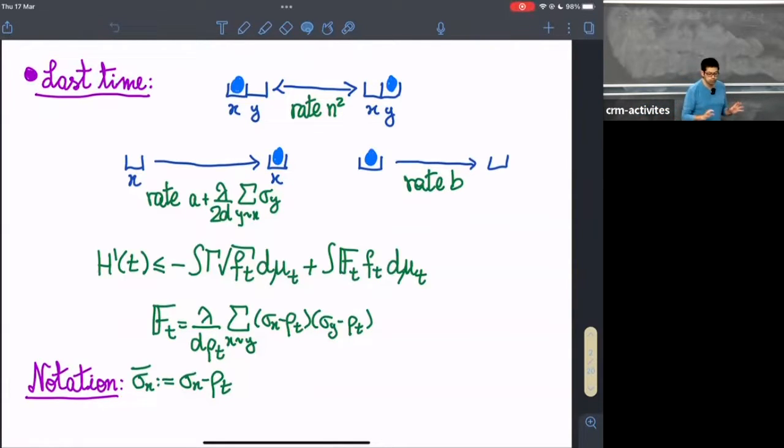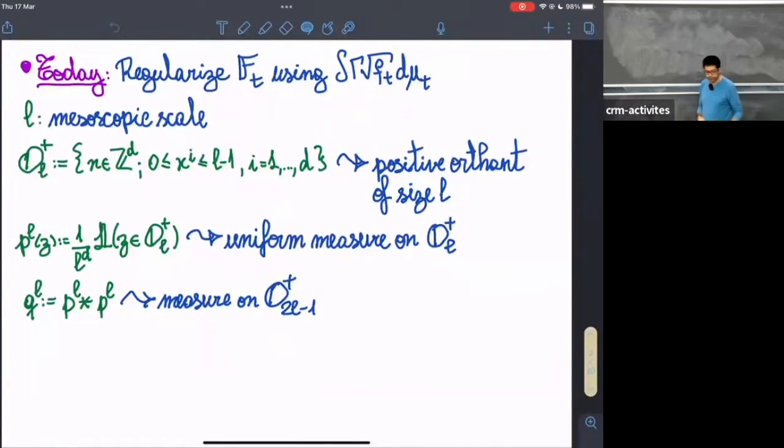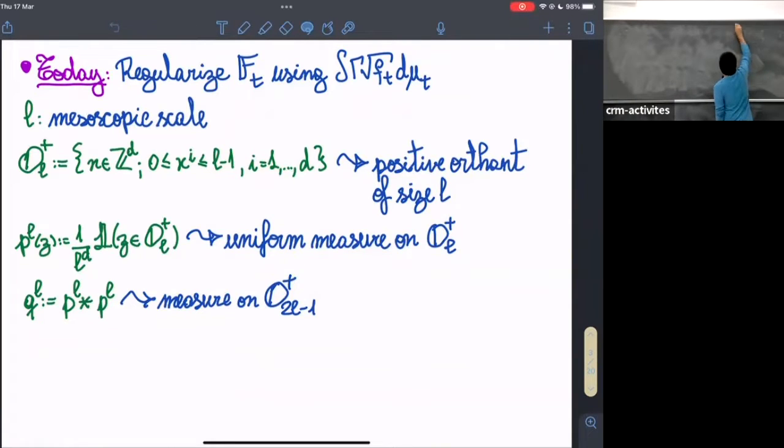The only thing that we are going to use now is that this function is a density. Okay, so what I'm going to try to do today is to regularize this function f, the capital F_t. So let me just write here so you can remember what the function capital F was. So this function capital F_t is equal to, let me call it alpha, this constant that is in front of everything. It was lambda divided by v rho t, but let me just call it alpha, so we have one layer less of notation.